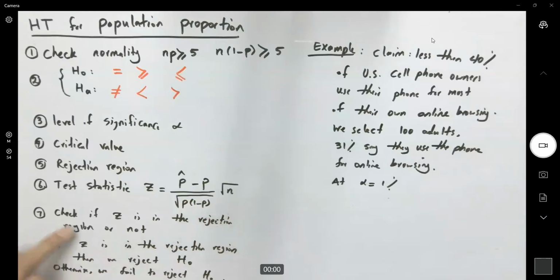Then we check if this number is inside the rejection region or not. If Z is in the rejection region, then we reject the null hypothesis. Otherwise, the terminology that we use is we fail to reject the null hypothesis. Let's take a look at one example.